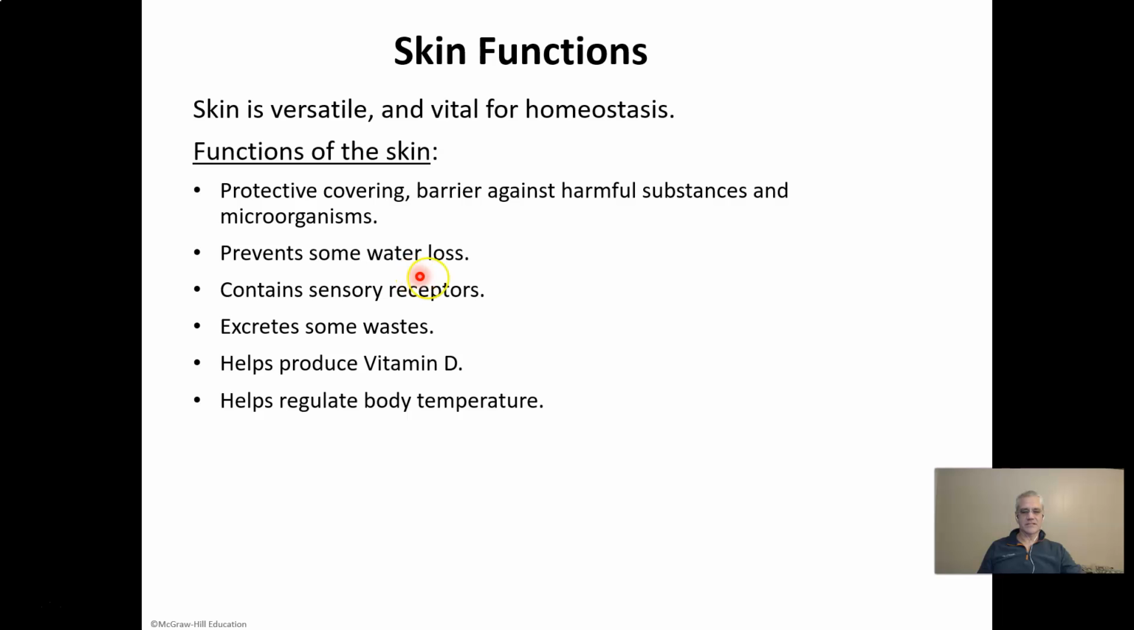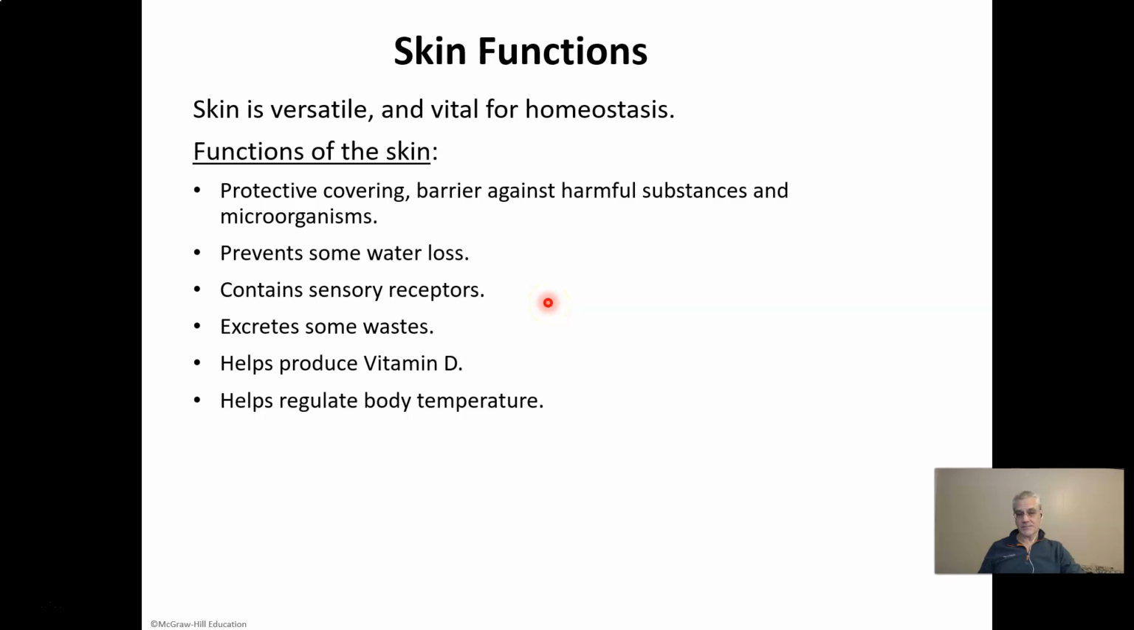As it says, it prevents some water loss, not all of it. When you breathe out, you're breathing water. When you just sit there, you say, I'm not sweating. Well, you are. It's just not collecting on the surface of your skin. But you're trying to keep yourself cool that way too, so there's some water loss. Obviously, you urinate, you lose water that way. When you defecate, you lose some water that way as well. But some of that is prevented by the skin.